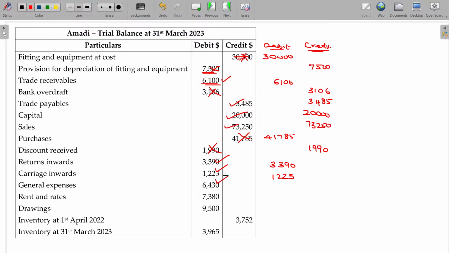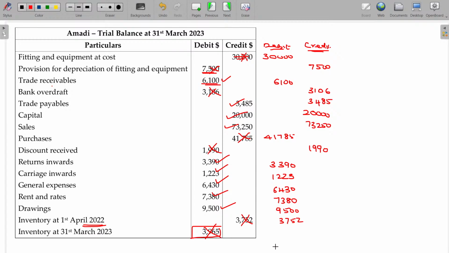General expenses also a debit item, so correctly posted, 6,430. Rent and rates also correct, expenses should be on the debit side, 7,380. Drawings should be on the debit side, also correctly posted, 9,500. Opening inventory should be on the debit side, so 3,752. And closing inventory we have to adjust separately, not in the trial balance.